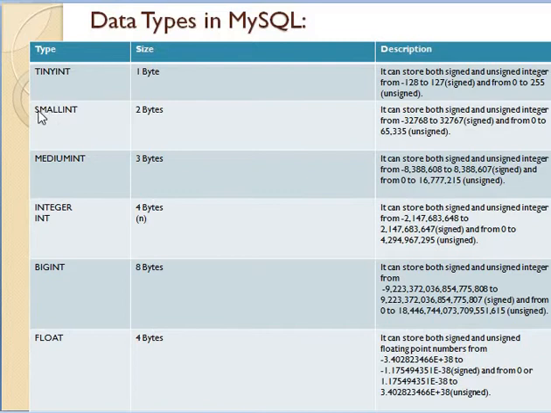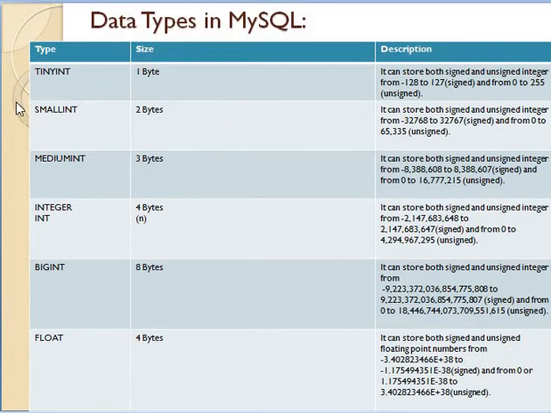Now come to the next data type, which is smallint. Its size is 2 bytes, which is slightly larger than tinyint. Now 2 bytes means how many bits of information? It's 2 into 8, that is 16 bits. As we know that 1 byte is equal to 8 bits, so 2 bytes will be 2 into 8, that is 16 bits of binary information.